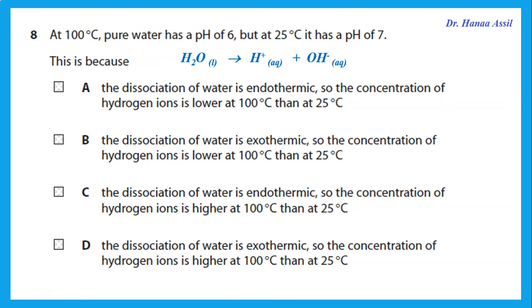So what does that tell you? If I increase temperature and it goes forward, that means the forward is exo or endo. Increasing temperature goes endo. So if it's going forward, making more H+, so pH decreases, then that means that the dissociation of water is endothermic. So concentration of hydrogen ions is higher at 100 than at lower temperature.